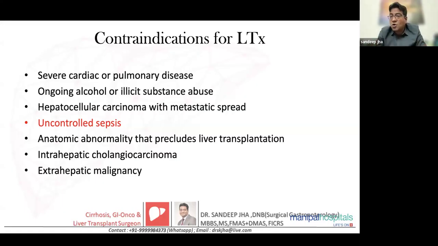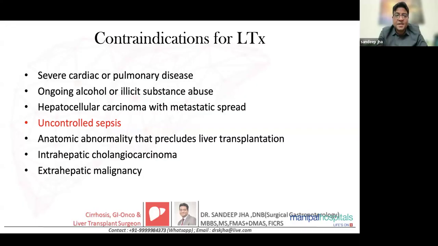If the patient is taking alcohol and the patient is not ready to quit, if he doesn't have the insight that he has to quit alcohol, then there's no point transplanting these patients, because they will do the transplant and they'll go back to alcohol. So our whole effort is wasted in doing a transplant in such patients.